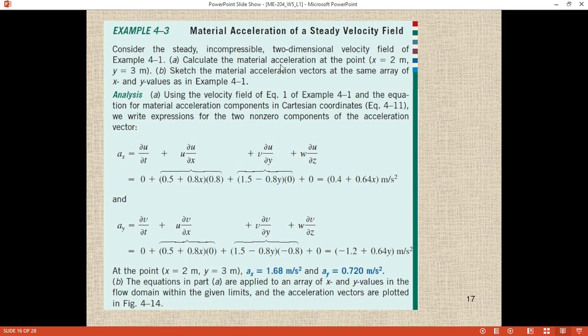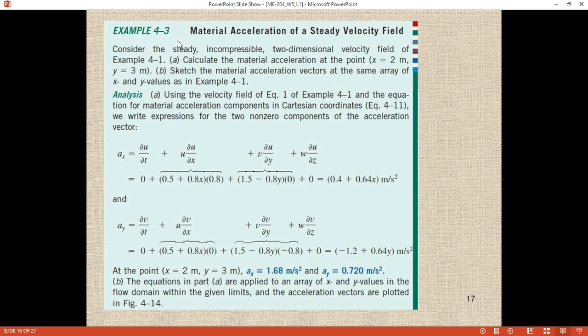Now we can go for one example: material acceleration of a steady velocity field. A steady velocity field means the change in velocity with respect to time is 0, but the convective acceleration is not 0 because velocity can change with respect to the position vector.